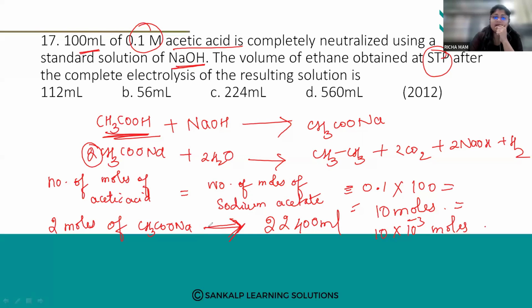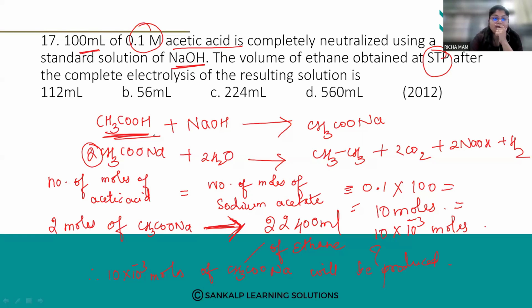when it completely undergoes electrolysis, 22,400 ml of ethane is obtained. So therefore, 10 into 10 raised to minus 3 moles of sodium acetate will be taken. Now here, what are we going to do? We are going to cross multiply. For 10 raised to minus 3 moles of sodium acetate, how much ml of ethane will be produced?